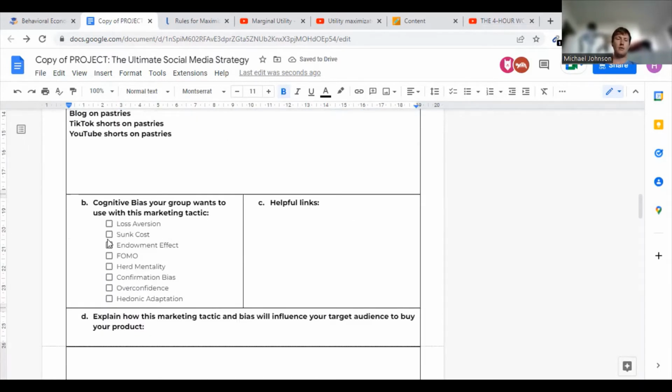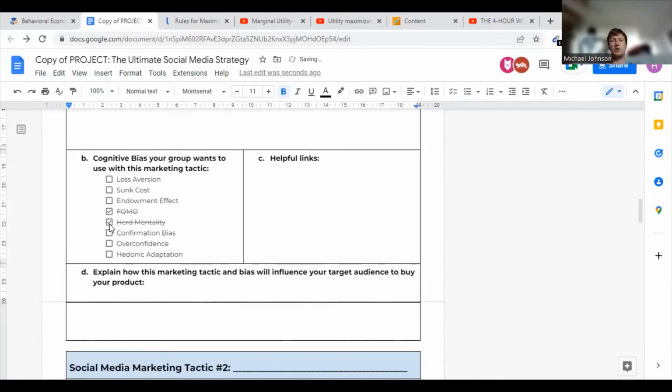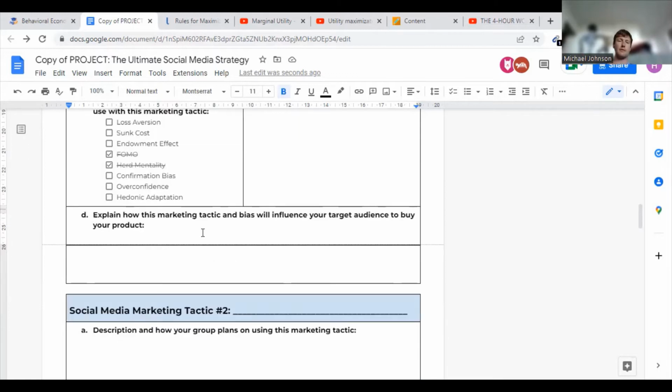And then I think FOMO, fear of missing out, would be a good thing. So making it seem like you only have a certain amount of time to do it. Also, herd mentality. So if your friends are buying it, you should buy it too. It's the herd mentality. So those types of things would be great for that.